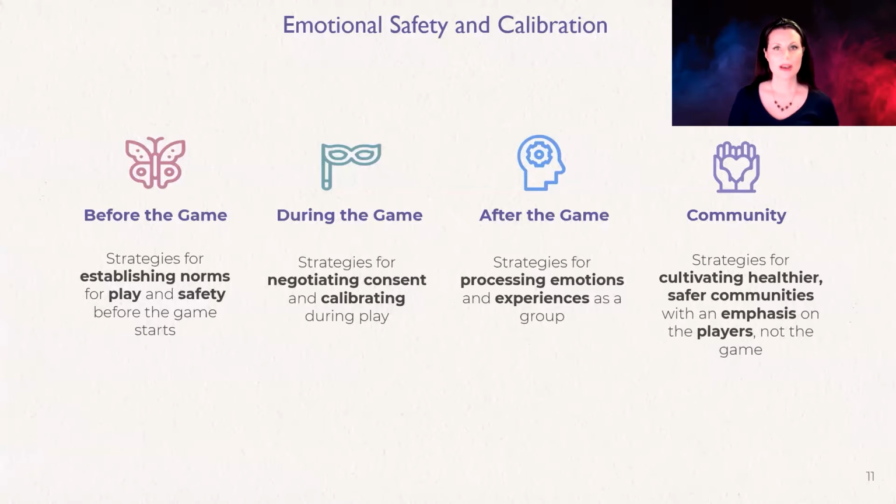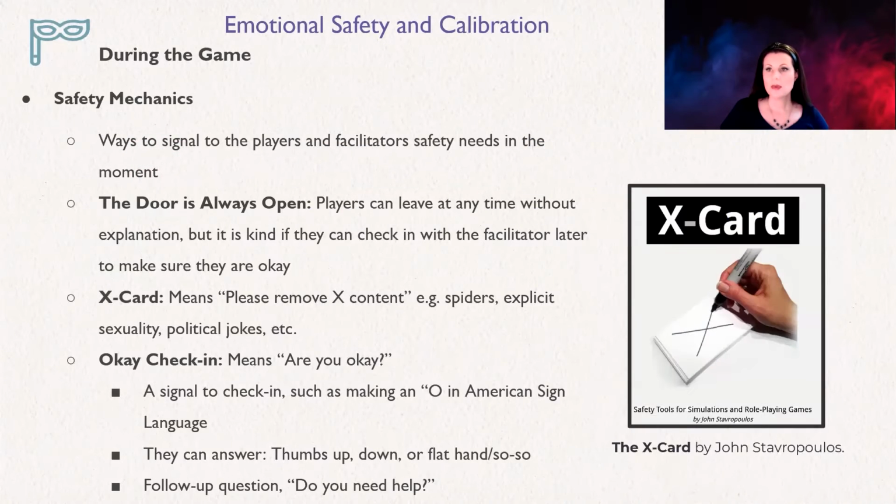And today we're going to be talking about some strategies that you can employ during the game to calibrate with other players and to signal needs for safety. So we're going to go over several different safety mechanics. And the important thing here is that you don't need to include all of these in your games. In fact, the more that you include, it can be quite overwhelming for participants to try to navigate. That being said, there are certain things that you probably should have.